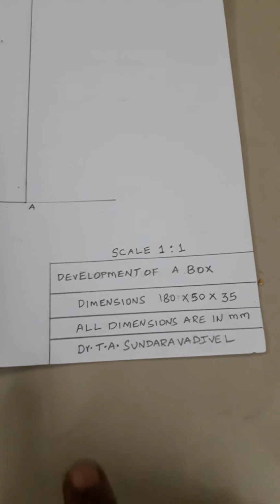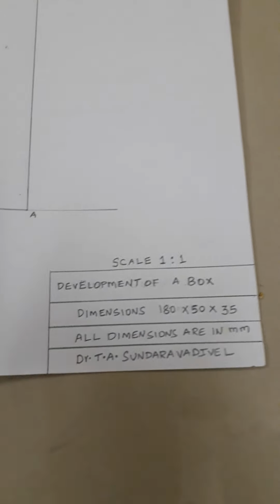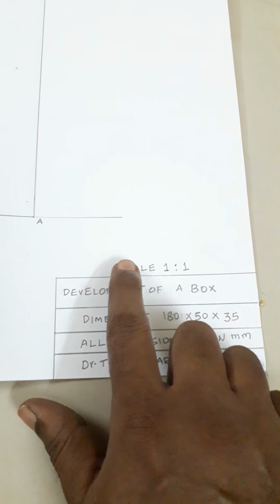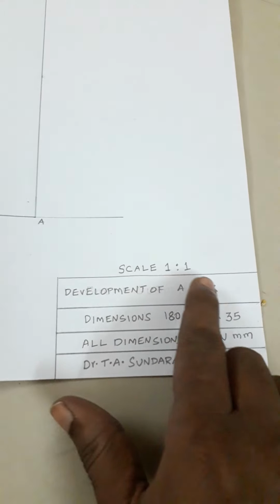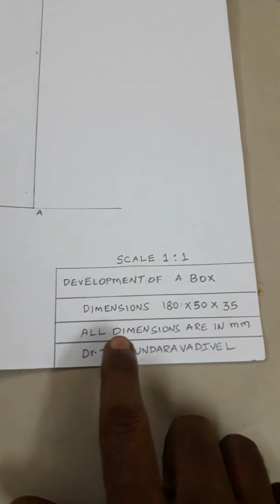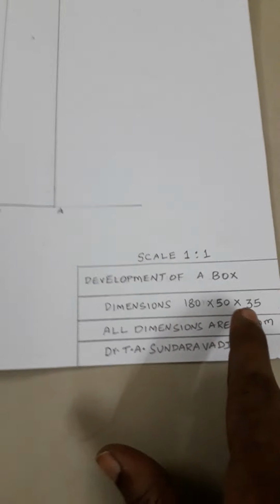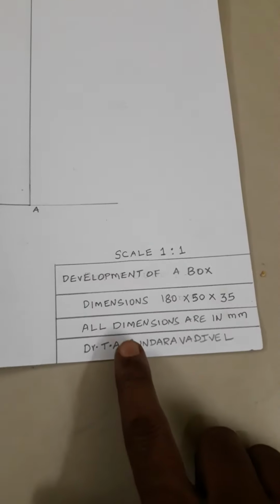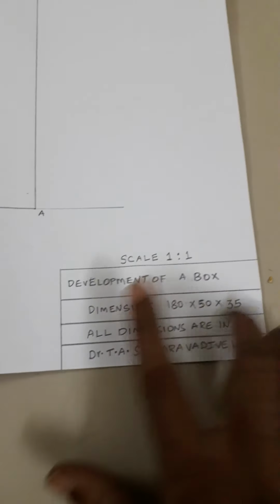Okay, and about the title block. All the drawing sheets should have a title block of this kind. The important things you have to note here are the scale, title of the diagram, dimensions, and all dimensions are in mm. Every time we need not mark the dimension, such as 180 mm, 55 mm, 30 mm. Here itself we can mark that all dimensions are in mm, and the maker's name. So these are the data.